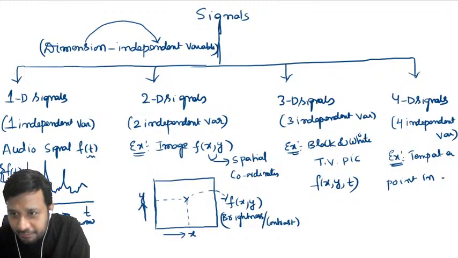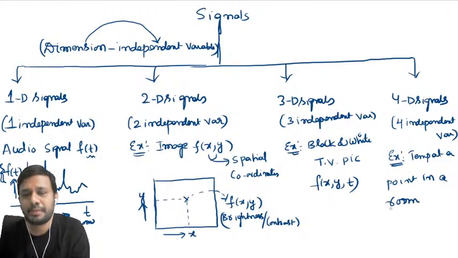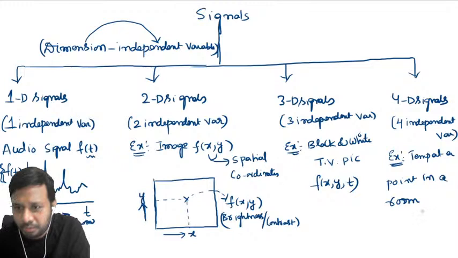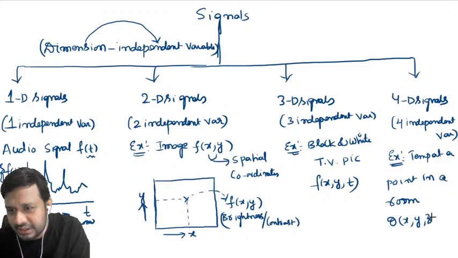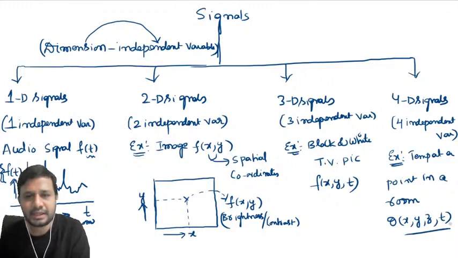Temperature at a point in a room, a four-dimensional signal. Suppose I take any point in space. We know that any point in space can be represented with three coordinates, x, y, z. And temperature varies from time to time. Four independent variables, four-dimensional signal.